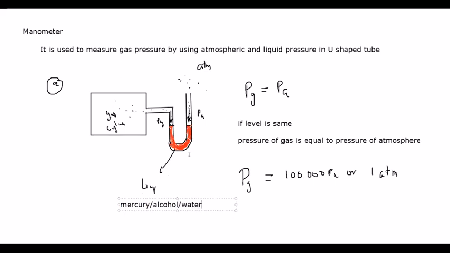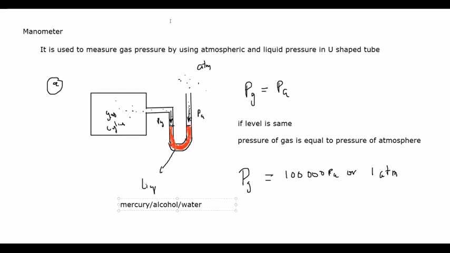Sir, are there any reasons for that? Normally we use mercury. Why don't we prefer to use alcohol and water? Because alcohol and water can vaporize. So with the passage of time, if a manometer is left unused, the amount of liquid will decrease in the manometer. So we prefer to use mercury because evaporation in mercury is negligible. And the second thing, it depends on the availability of the liquid, like water, alcohol, mercury. You can extract mercury easily. That's why these liquids are commonly used.